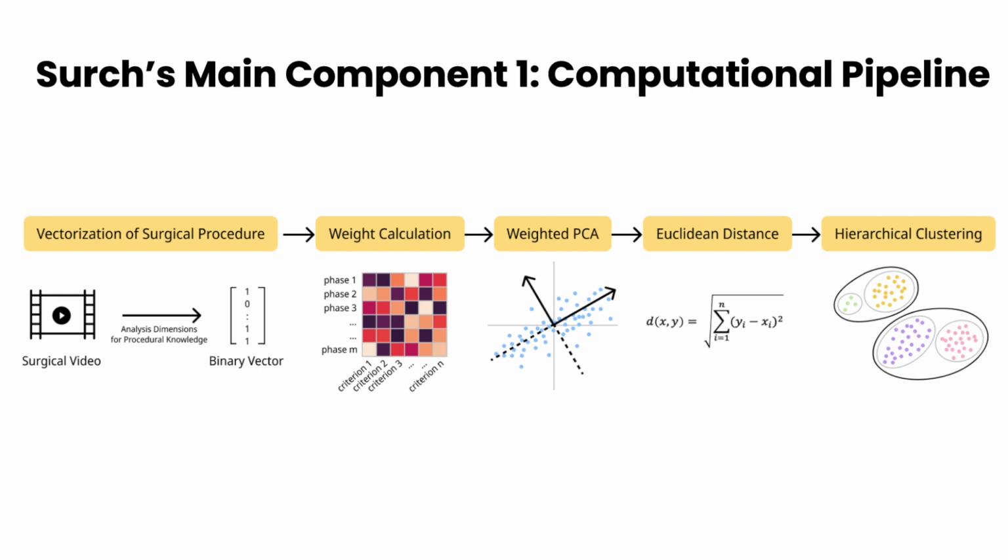First, a computational pipeline that automatically translates surgical videos into procedural graphs generated by our clustering workflow, capturing latent patterns within surgical procedures. The clustering workflow consists of vectorization of surgical procedure, weight calculation, PCA, and distance estimation. The procedural graphs represent the structure of procedural sequences. We also collected a dataset and implemented a computer vision model for surgical phase detection.